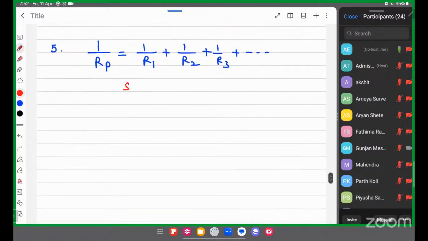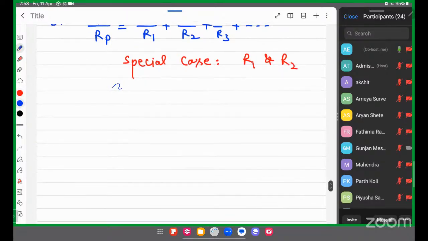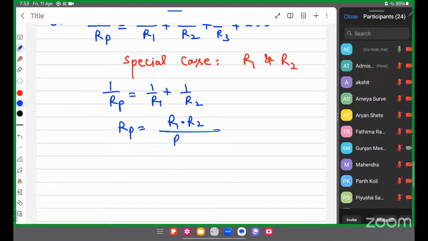There is a special case for two resistors which will be frequently used. If we have only two resistors, R1 and R2, then 1 upon Rp equals 1 upon R1 plus 1 upon R2. On simplification, the result will be the product of both the resistors divided by the sum of both the resistors. So this will be the formula for Rp if we have two resistors in parallel combination.